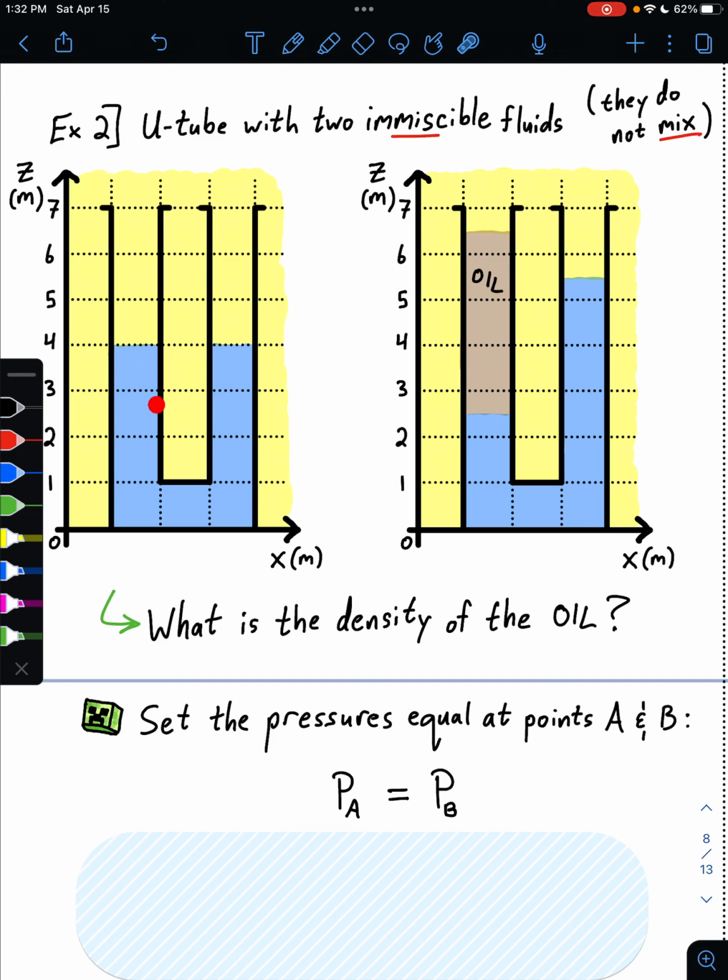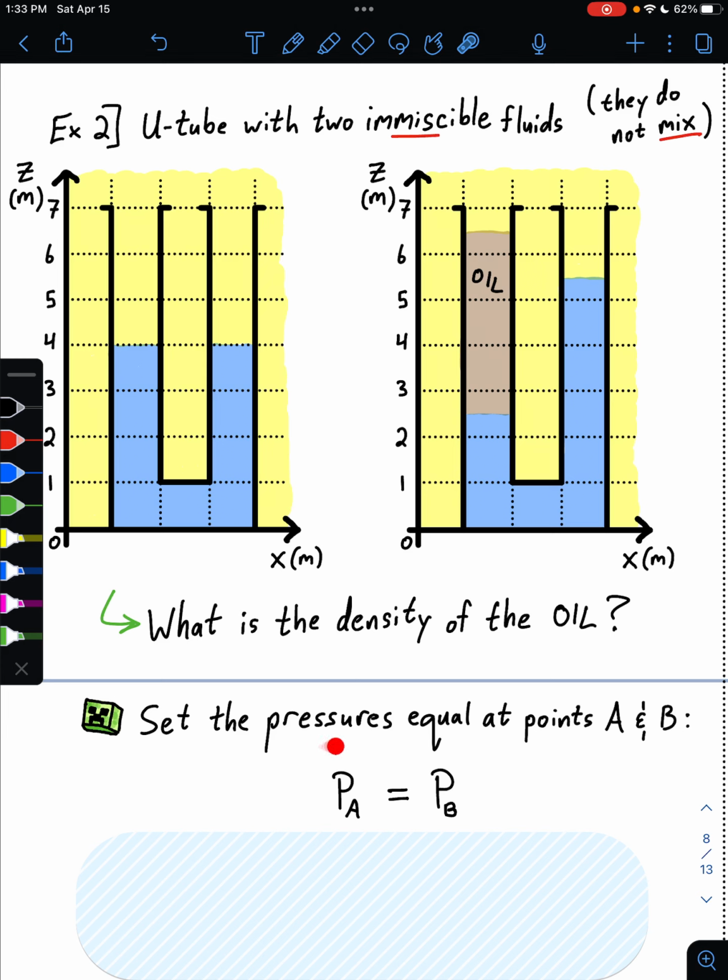Note that the water itself has gone down by 1.5 meters in the left side and gone up by the same 1.5 meters on the right side because water as a liquid is incompressible. So the total volume of water must be the same before and after. Okay, your goal here is going to be to determine the density of this oil. And you'll pause the video in just a moment to do that.